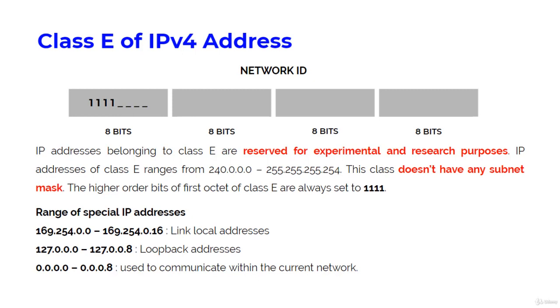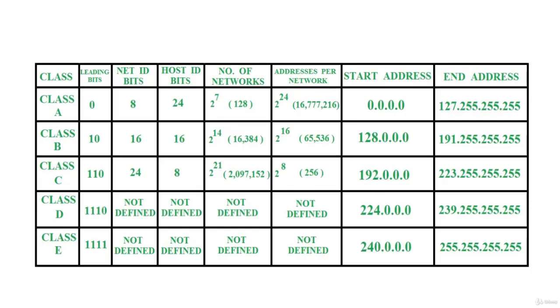So I hope you are clear with all the classes. If you are not clear, you can always rewatch the videos again. So here is a quick recap. It's a quick table for classful IP addressing. As you can see, for class A, the address range is 0.0.0.0 to 127.255.255.255. In the same way, you have to remember this table, and therefore you can see class B starts from 128.0.0.0. Class C starts from 192.0.0.0. Class D starts from 224.0.0.0.